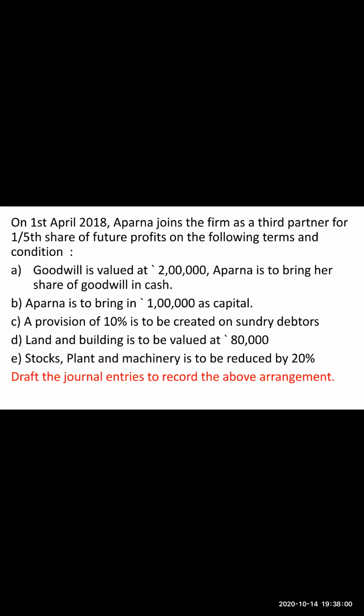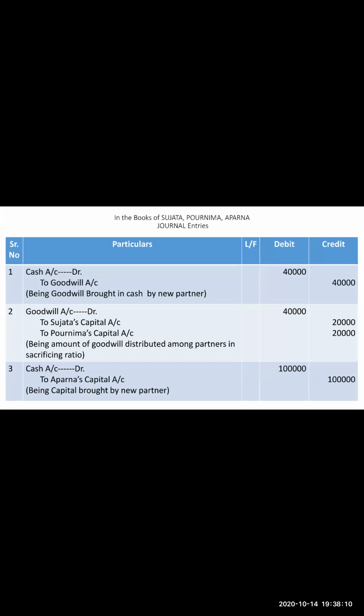Now the second is Aparna is to bring in 1 lakh as capital. Aparna भी क्या लेके आ रही है? Capital. So whenever a new partner brings in capital, right? So 1 lakh लेके आ रही है, which means Aparna is bringing the capital in cash, right? So what will be your entry? It will be cash account debit to Aparna's capital account.